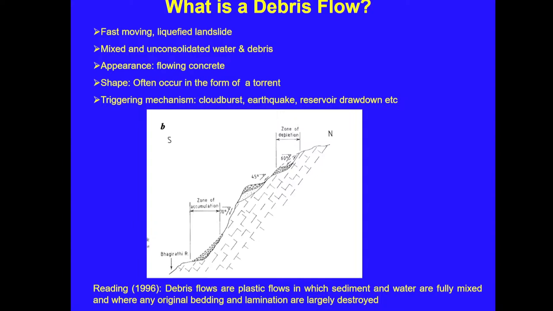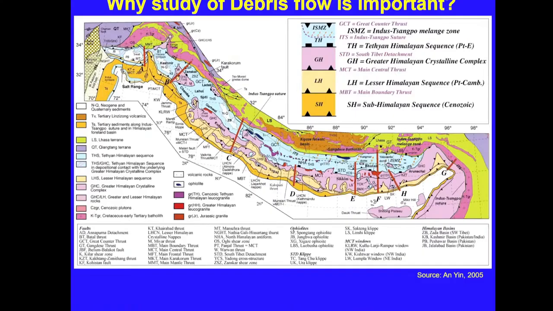It is a very fast moving liquefied landslide, a mixture of unconsolidated material, water and debris. Its appearance is like flowing concrete, and it can occur in the form of a torrent or a drain-like fissure. How can they be triggered? They can be triggered by cloudburst, by earthquake, or by reservoir drawdown.